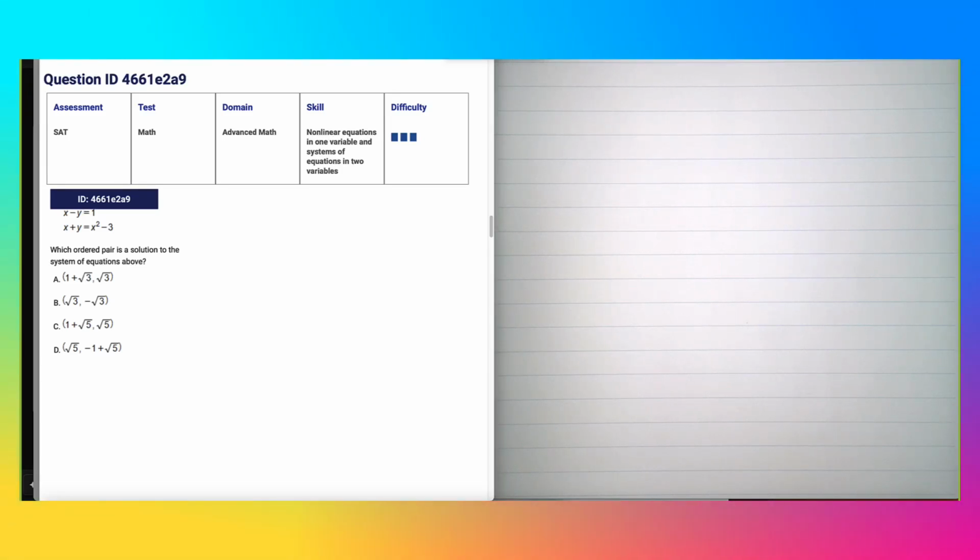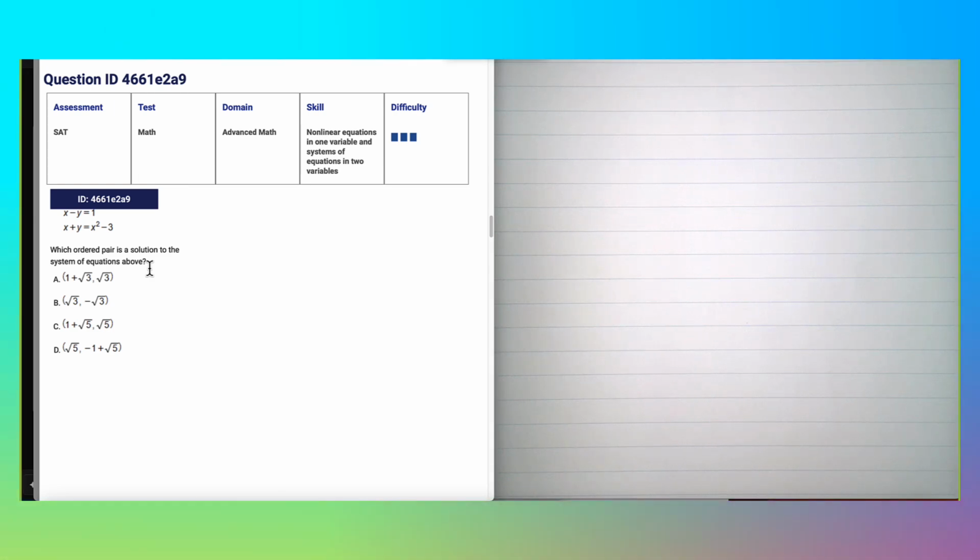Alright, so another difficult SAT Advanced Math, level 3 out of 3. We are given a linear equation along with a quadratic function. Which ordered pair is the solution to the system of equations above? Okay, so we can use substitution or elimination.